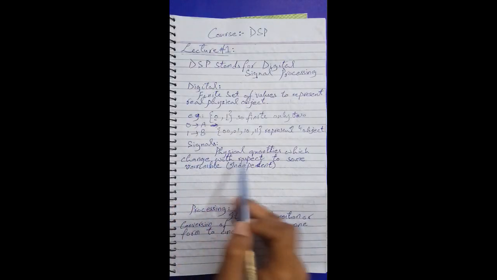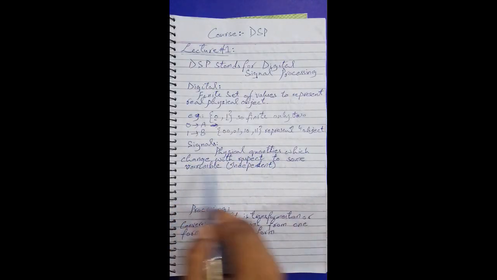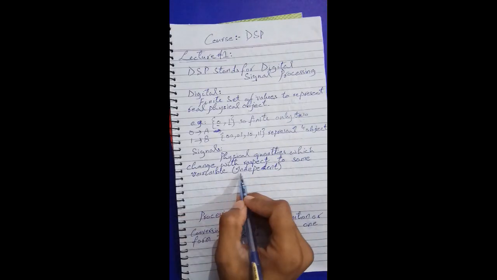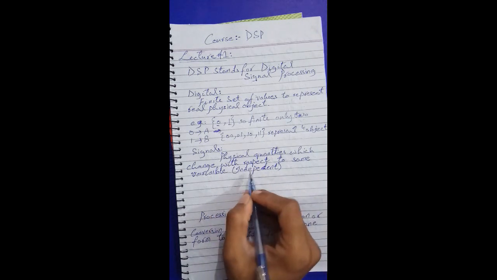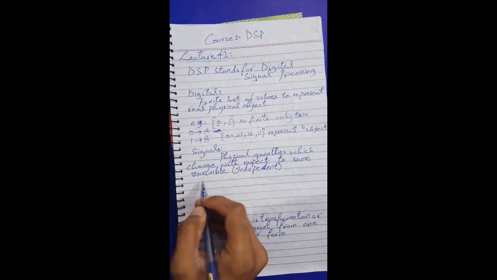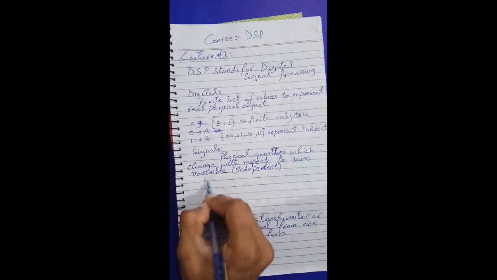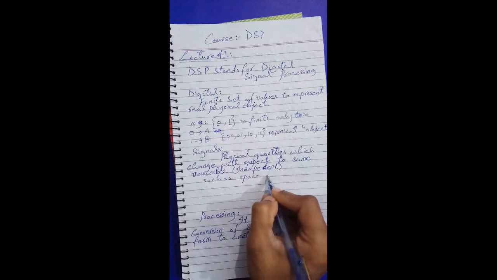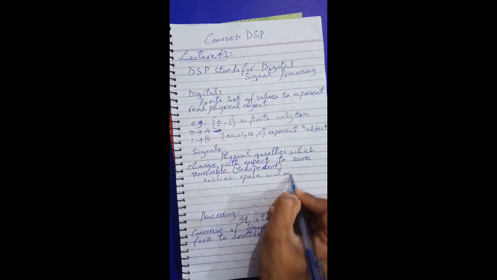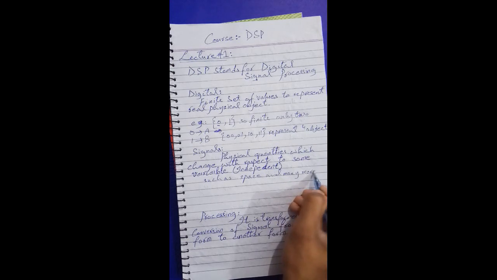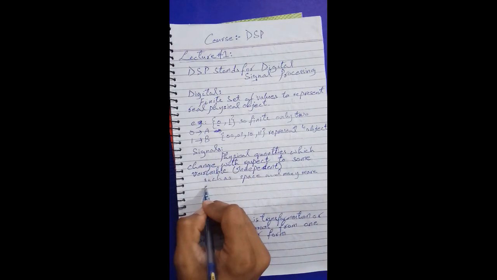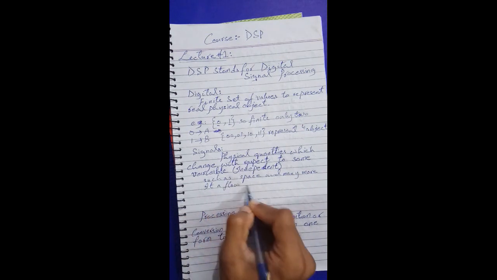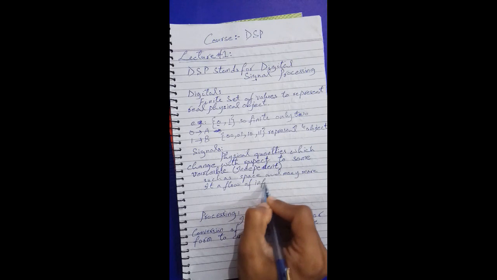Signals are the physical quantities which change with respect to some variable. That variable is known as the independent variable. There are many independent variables, such as time, space, and many more. Basically, a signal is also called a flow of information.